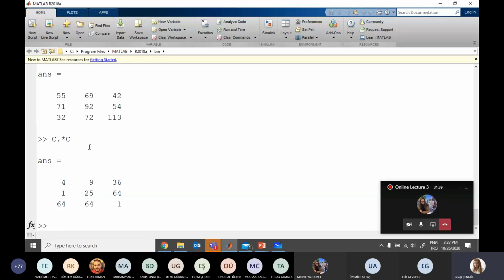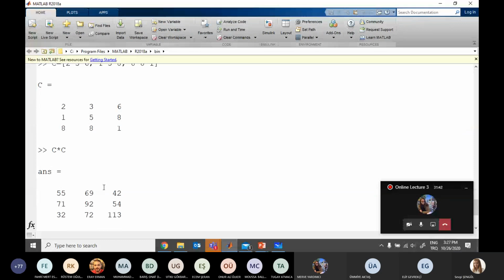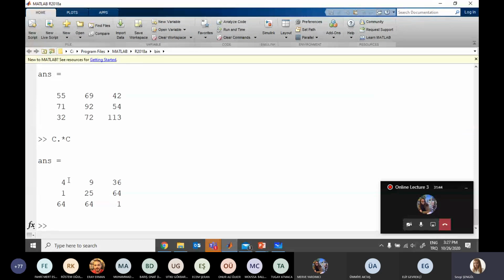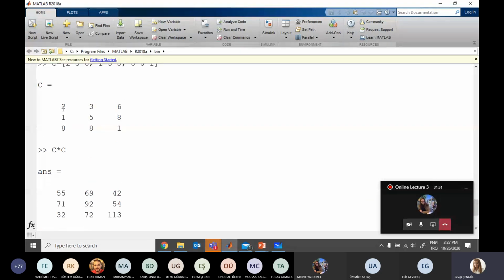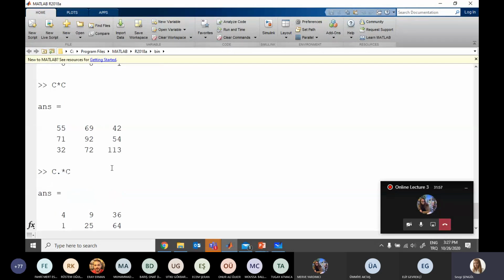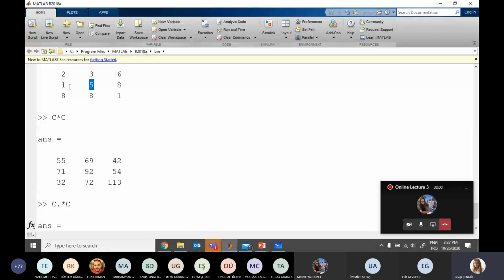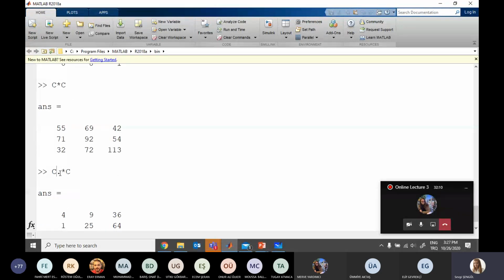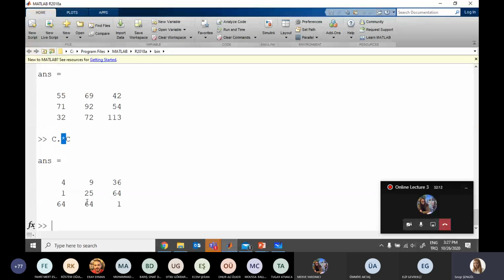What is the difference between this and that? If this is your C, look at that. You can see what C dot is doing. It is doing element-wise multiplication. It is multiplying 2 by 2, 3 by 3, 6 by 6, 8 by 8, 5 by 5. So it is doing each element with each element. So first row, first column is going to be multiplied with the first row, first column of the second. So you can do this by adding dot before the multiplication.